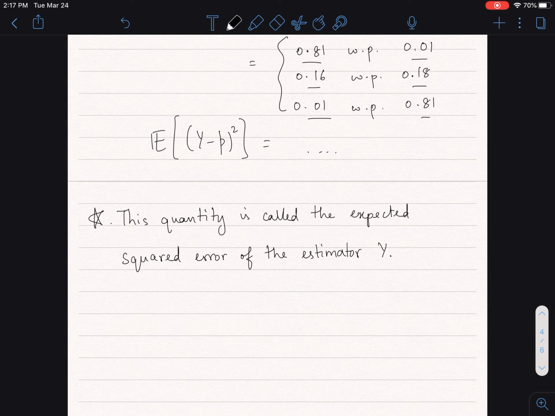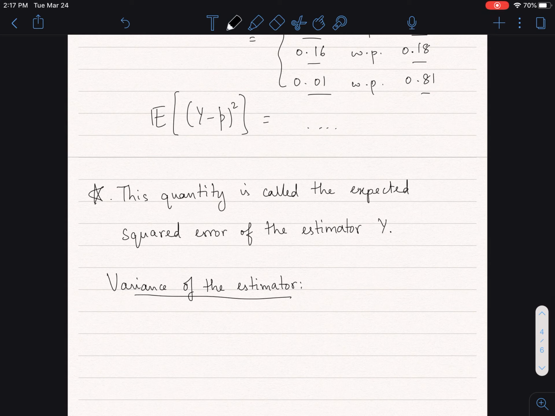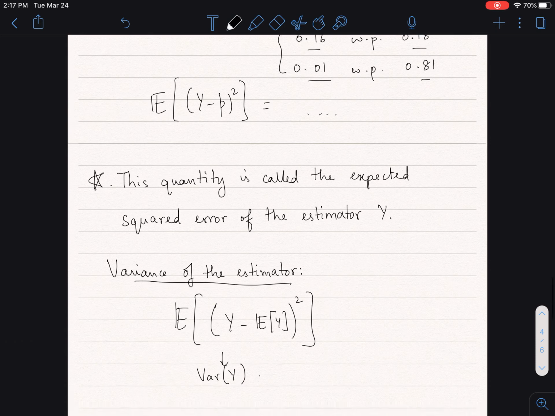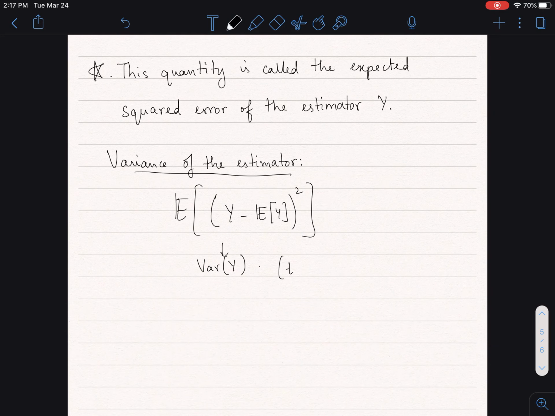The variance of the estimator is a little bit different. The variance of the estimator, on the other hand, is simply defined as you view the estimator as a random variable and you find its variance. Okay, so it is the expected value of (Y minus the expected value of Y) whole squared. Note that this is exactly the variance of Y, treating Y as a random variable.